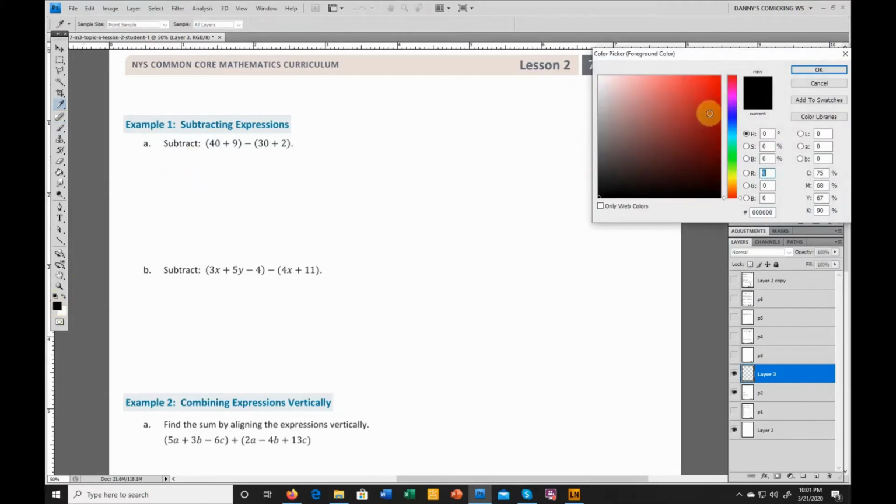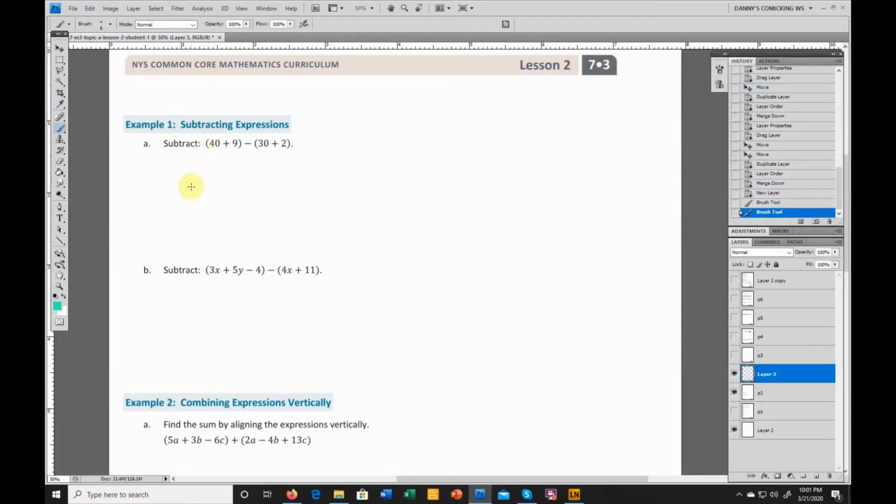Let me switch to a different color here. How about a nice, like, blue-green? How's that look? Let's take up the brush size so that you guys can see.